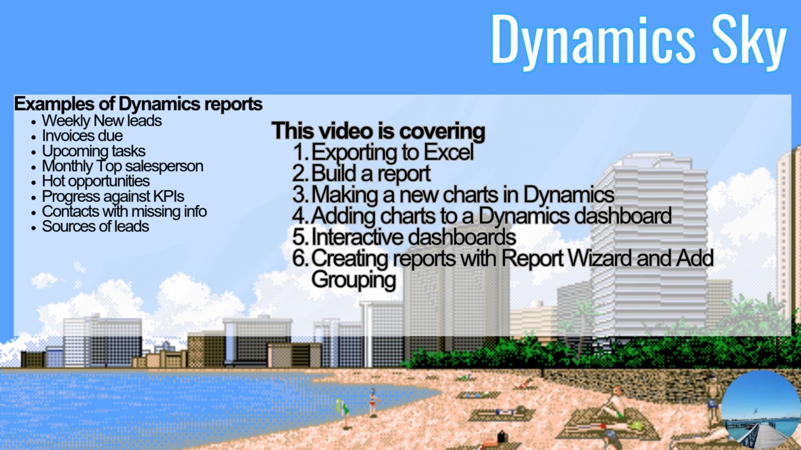Examples of easy-to-make Dynamics reports include new leads on a weekly basis, invoice due dates, tasks due in the next week or next month, top monthly salespeople, hot opportunities, progress against the KPIs, contacts with missing information in the records, and the source of new leads.